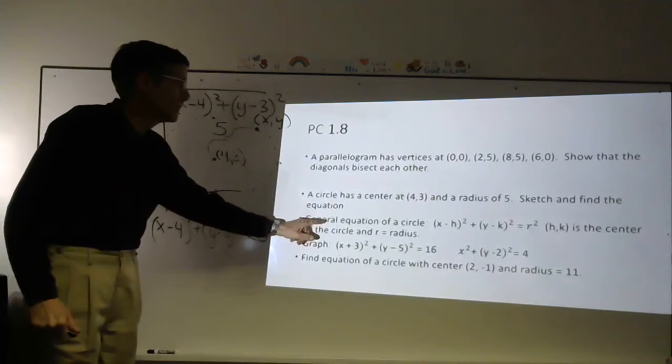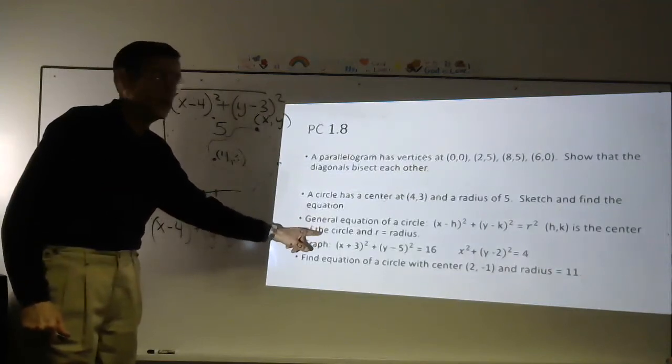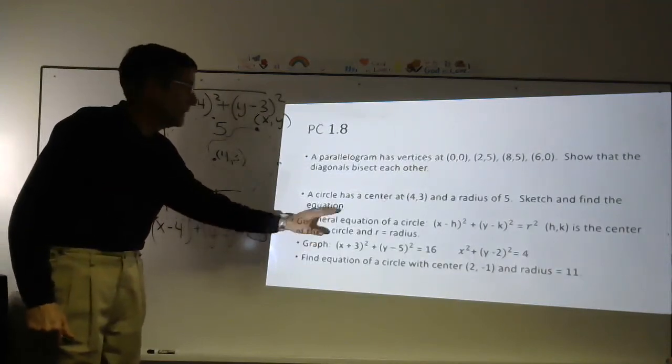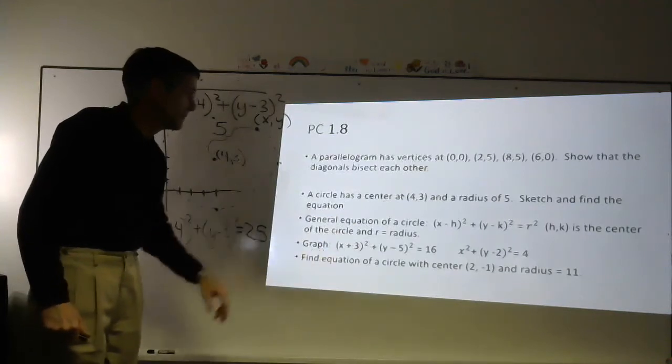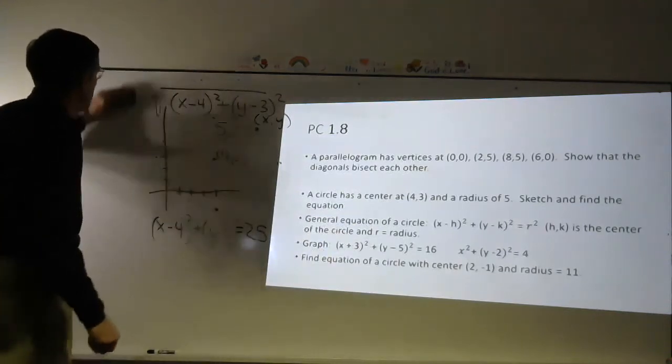Here is the general equation of a circle. You're going to have to know that. You're going to have to know how to use that. And I'll go through some problems down here to show you how to do this. All right.